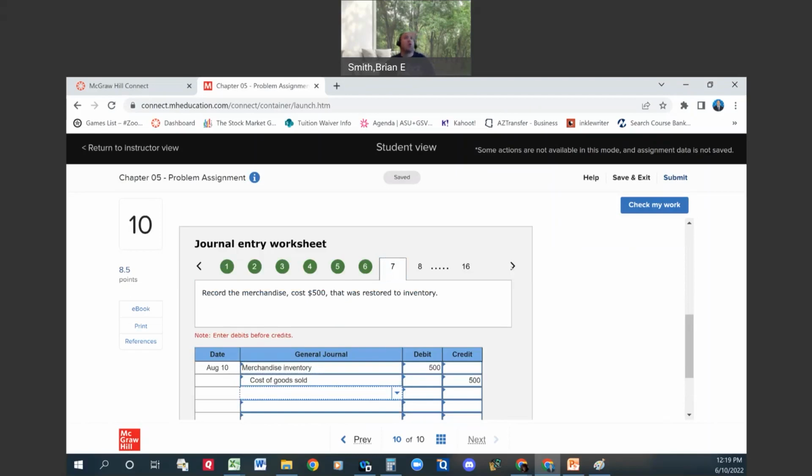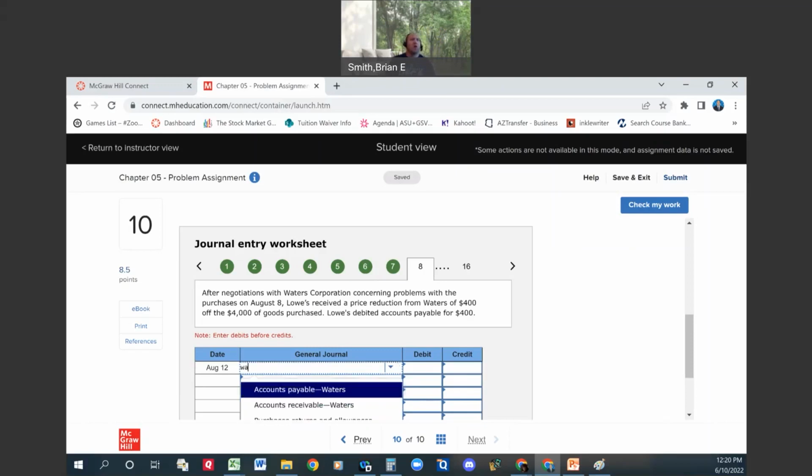After negotiations with Water Corporation concerning problems with the purchase on August 8th, Lowe's, who was us, received a price reduction from Waters of $400 off the $4,000 of goods purchased. Lowe's debited accounts payable for $400. Well, good job, Lowe's. That's what you're supposed to do. So we're going to go Waters, accounts payable, 400. And then we're going to do merchandise inventory because this is stuff we bought and we don't owe it anymore.